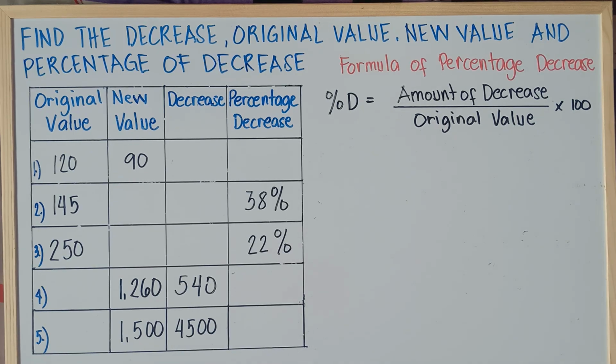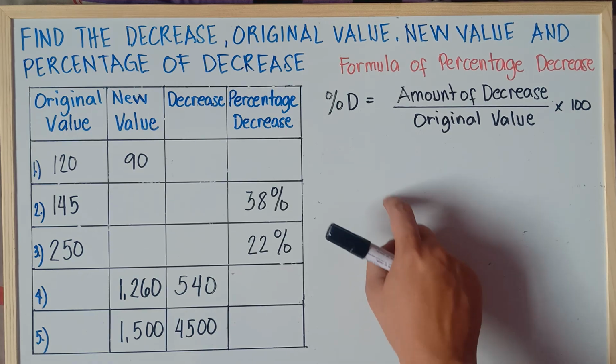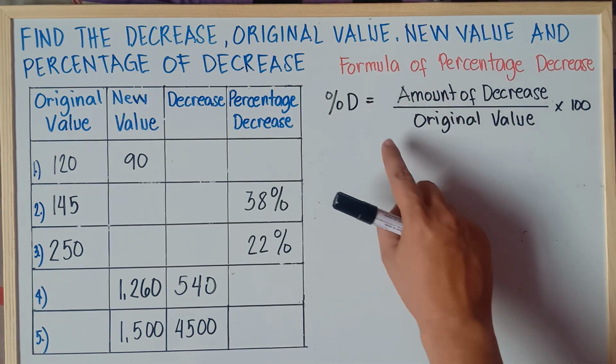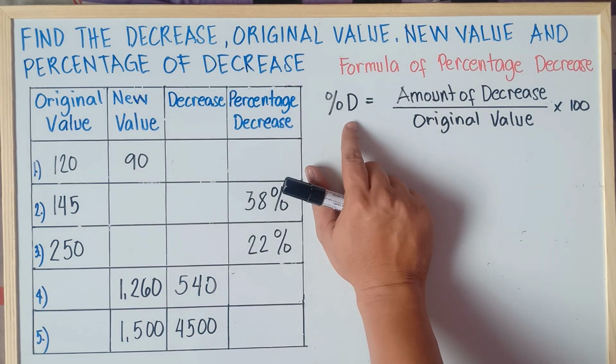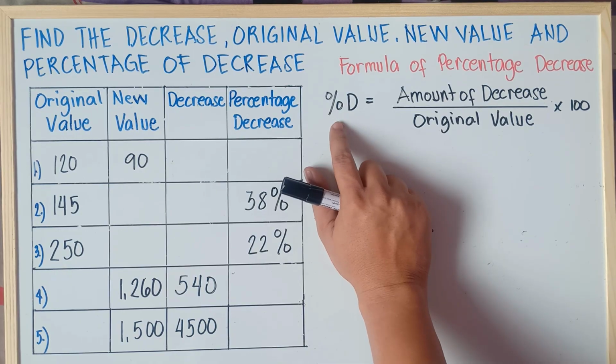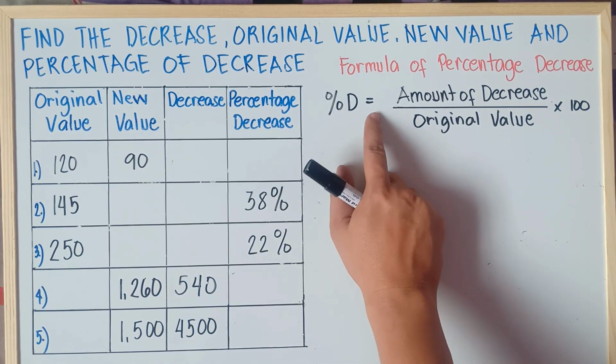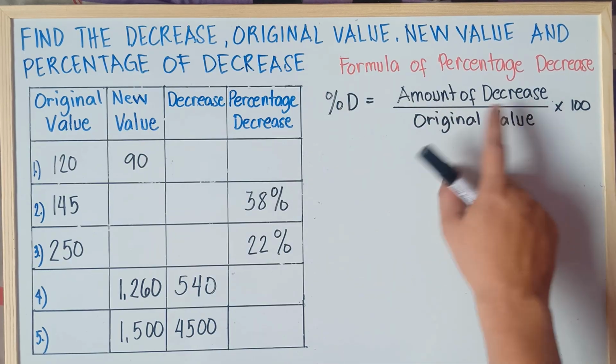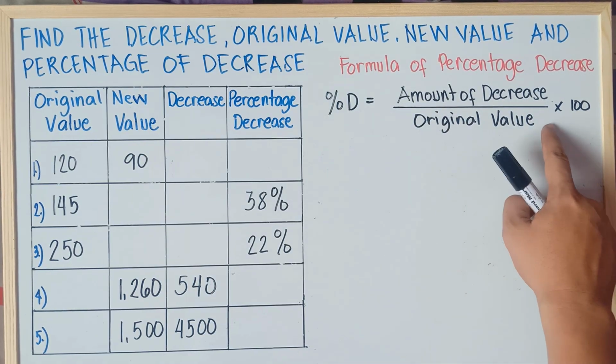Our topic for today's class is we're going to find the decrease, the original value, the new value, and the percentage of decrease. So without further ado, let's do this topic. Now this will be the formula, class, in getting the percentage of decrease. We have the percentage of decrease or the percent decrease. So I will just write the percent symbol, class, since we don't have enough space. Equals the amount of decrease divided by original value times 100.